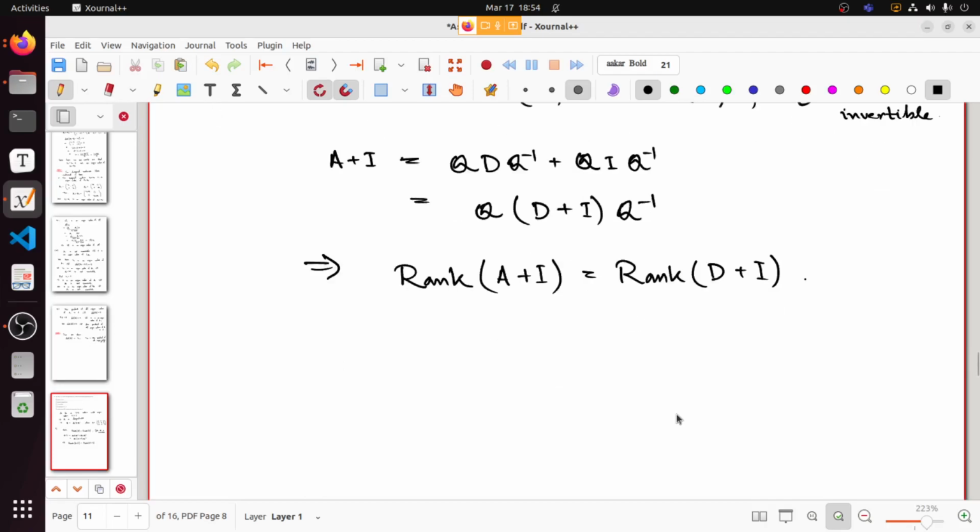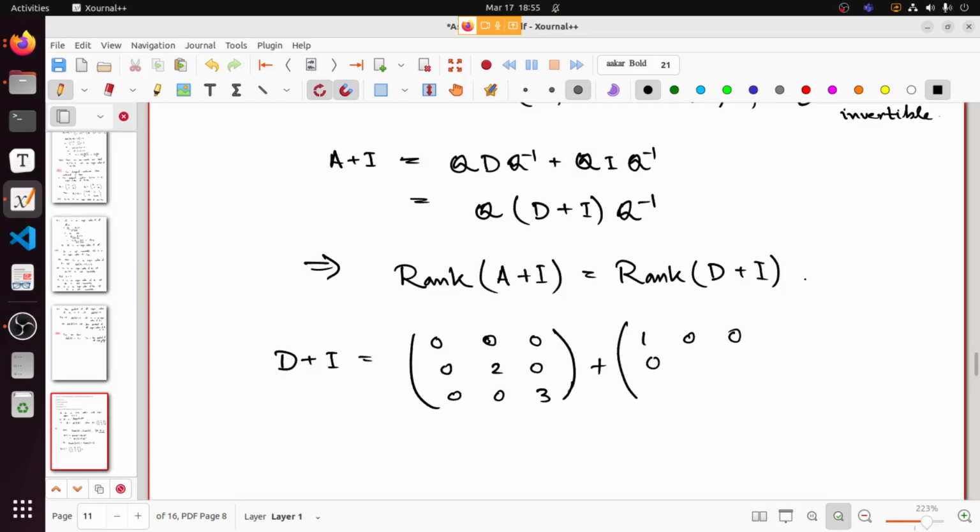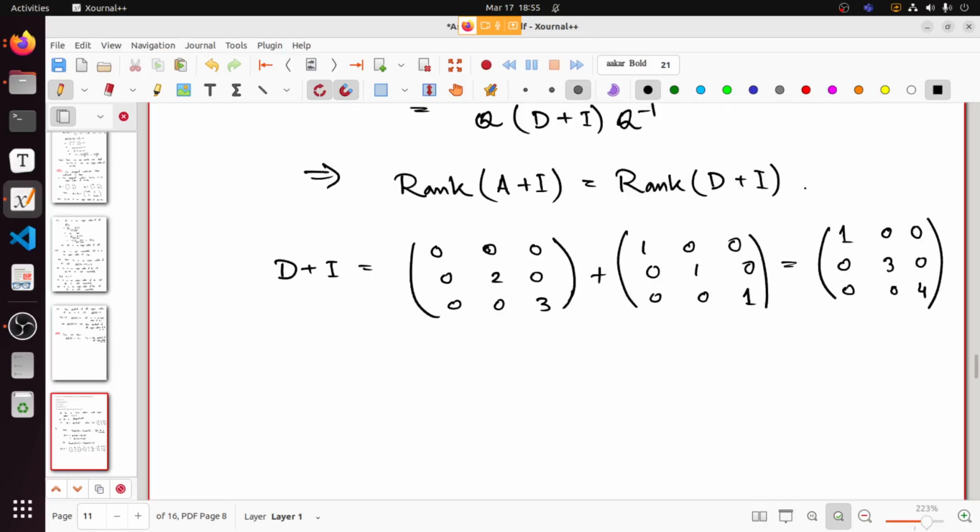But rank of D plus I you can easily check. So what is D plus I? D plus I will be [0, 0, 0; 0, 2, 0; 0, 0, 3] plus the identity matrix [1, 0, 0; 0, 1, 0; 0, 0, 1], which is [1, 0, 0; 0, 3, 0; 0, 0, 4], right? So rank of D plus I is 3 because it has 3 non-zero rows. So rank of D plus I is 3, which implies rank of A plus I is 3.